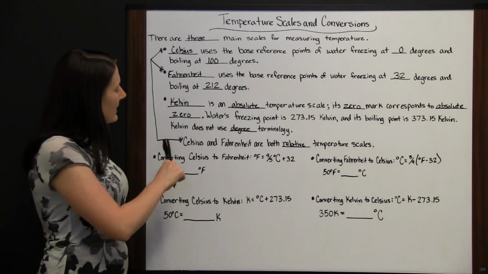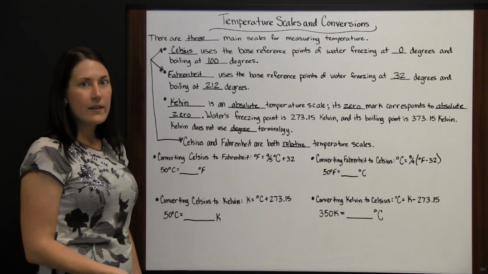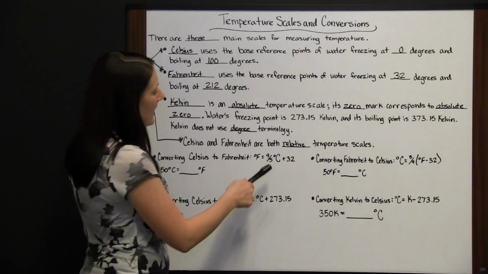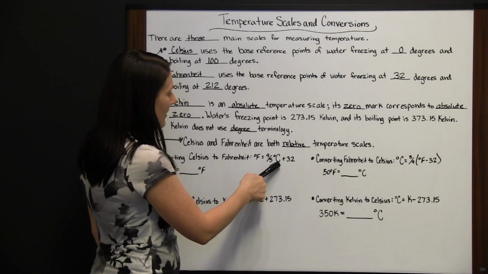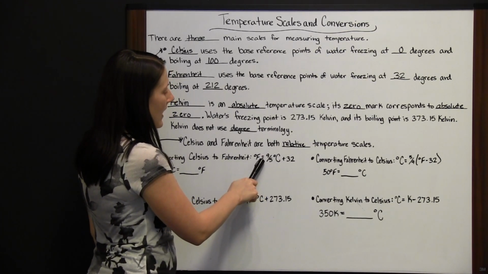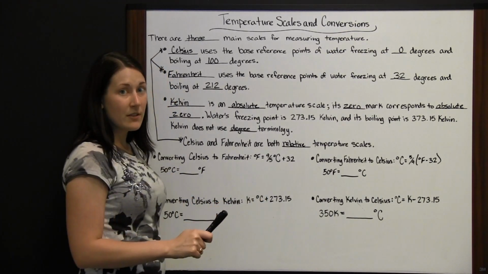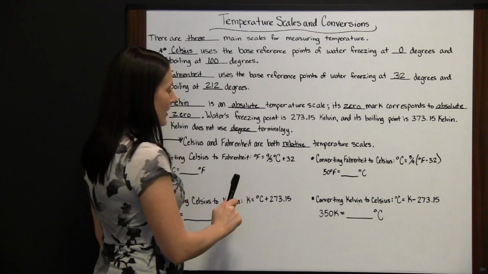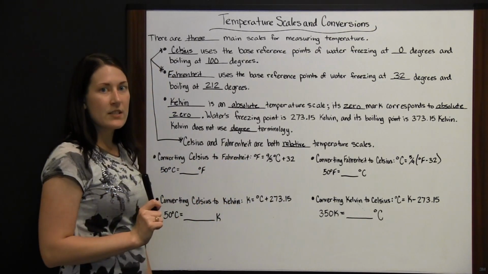So first, let's convert Celsius to Fahrenheit. The formula for that is to plug in your Celsius temperature and do 9/5 times your Celsius temperature plus 32, and that'll give you your degrees Fahrenheit.